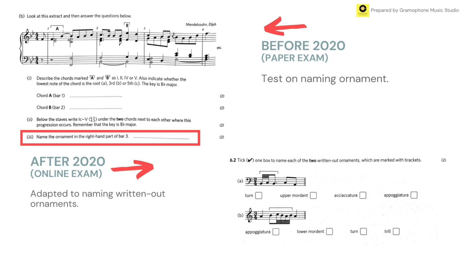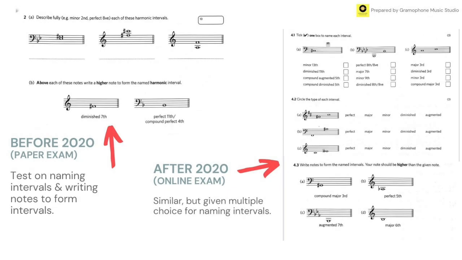Then we have a test on naming the ornament, which is later adapted to naming the written out ornaments and also given multiple choice. For the second question, which is a test on naming intervals and writing the notes to form intervals, it is similar in the online exam, but given multiple choice for naming intervals.